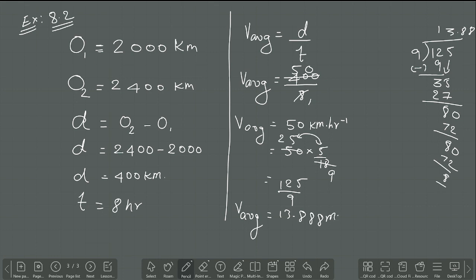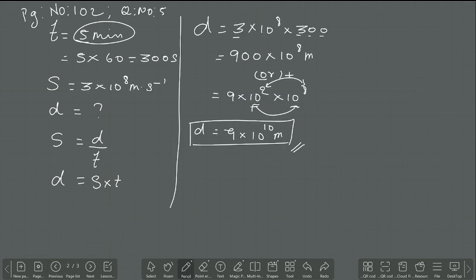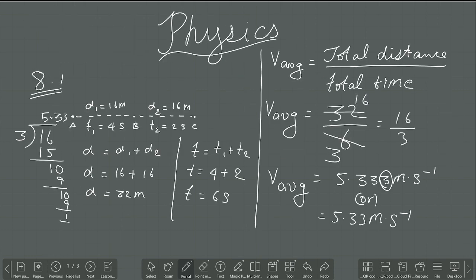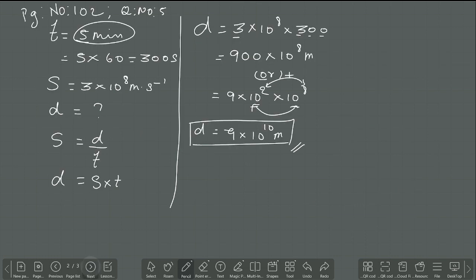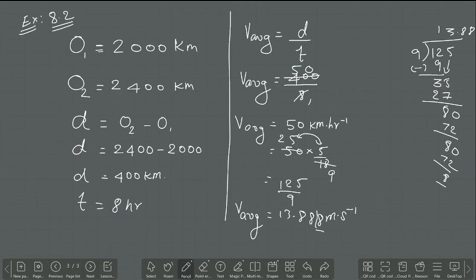13.888 meter per second. Why? Because the third digit also is going to be 8. In the previous problem, we got 3 over here, and 3 is lesser than 5, so we didn't change anything. Whereas here 8 is greater than 5. So what can you do over here? To the previous number 13.8, you can add 1. 8 plus 1 is going to be 9 meter per second.